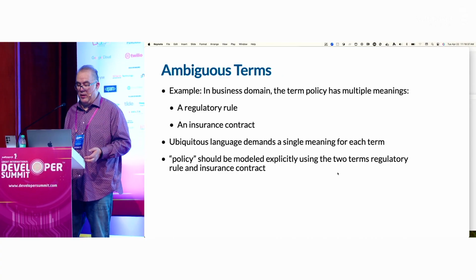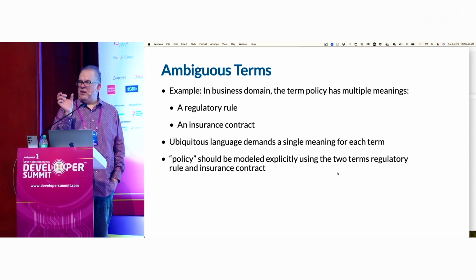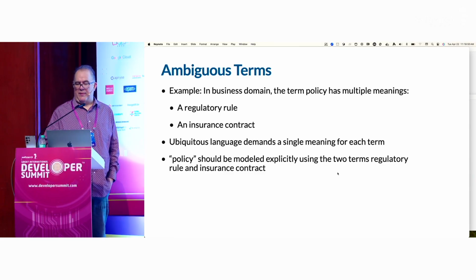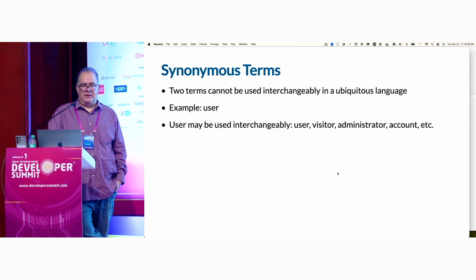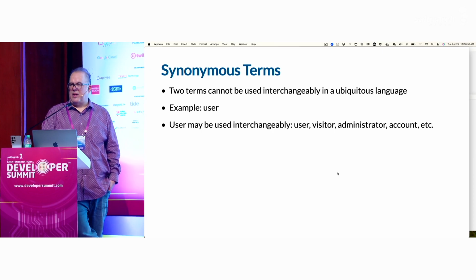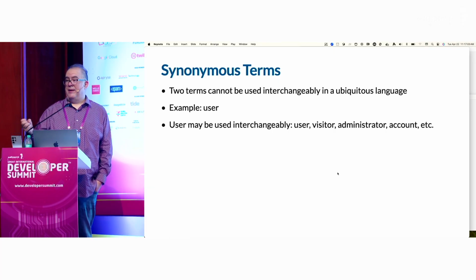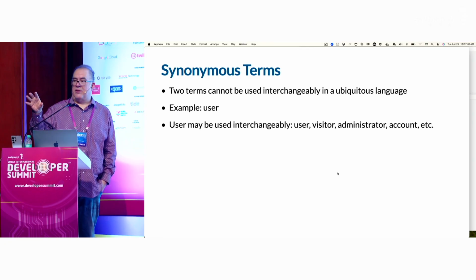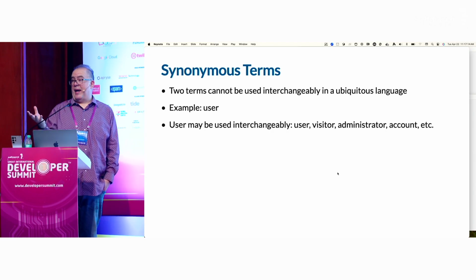And so what are those? Policy, right? What's a policy? It could be a regulatory rule, it could be an insurance contract, a little fine-grained distinction there. But what does that mean, and how do we separate that? But we also have things like user, admin, visitor, account, right? Those are different terms that different domains could be using as well, right? And so in divisions of the company, you're going to find that everybody has their own separate language, right? Accountants have their own language. We have our own language, right?